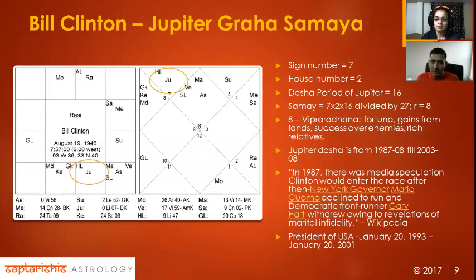In 1993, he becomes the president of India and he serves 2 consecutive terms. Now, again, for most part of Jupiter Dasha, almost 8 years, he was the president of United States. So success over enemies, because he had to win the election. Fortune. If you are becoming the president of a country, it's a great fortune. You are so much privileged.